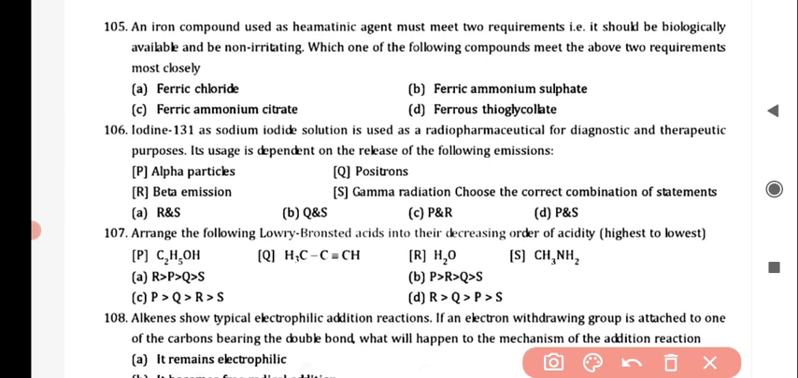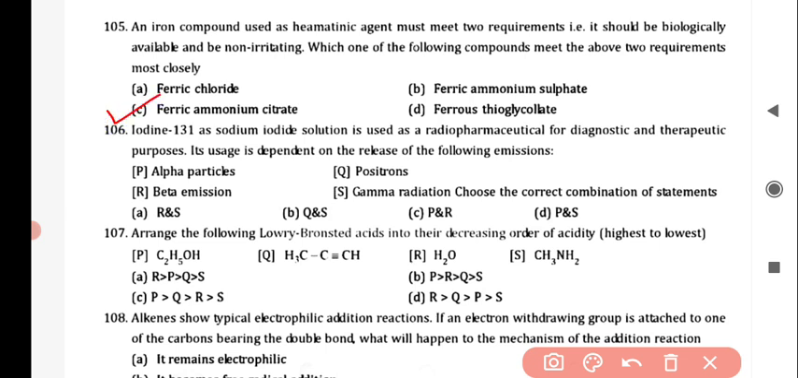Next question: an iron compound used as a hematinic agent must meet two requirements, that is, it should be biologically available and non-irritating. Which one of the following compounds meets the above two requirements most closely? And the correct answer is option C, ferric ammonium citrate.